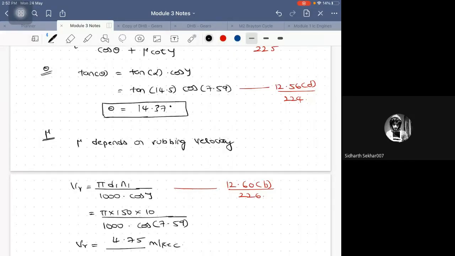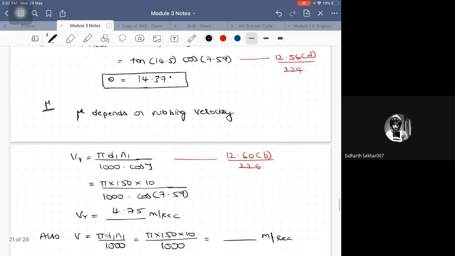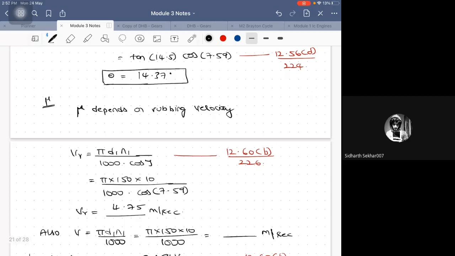So VR is known. You must find the expression to calculate the value of mu. There are, I think, three to four expressions there. In order to pick the particular expression, you require the value of V. You have already calculated it, but once again I'll just substitute the value there. It is 4.71 meters per second. So for this velocity, can you give me the expression to calculate the value of mu? If you specify the equation number, that is more than enough for me.